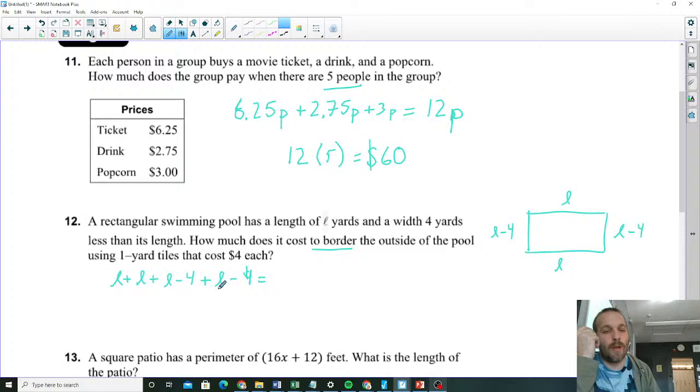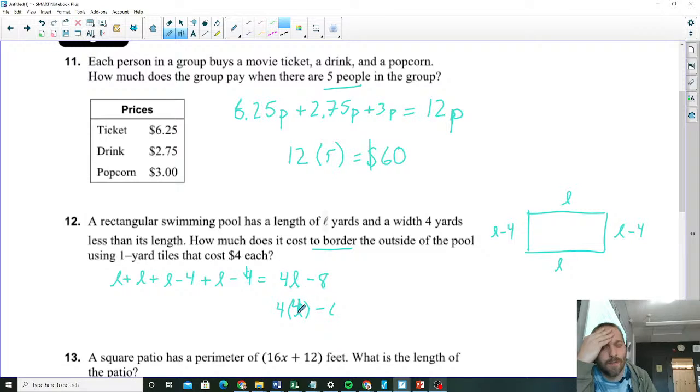1L plus 1L plus 1L plus 1L is 4 L's. And negative 4 plus negative 4 is negative 8. So that's the perimeter. So how much does it cost? Well, 1 yard tiles are what we're using, and each of those 1 yard tiles costs $4. So all we're going to need to do is substitute that L with 4. So we're going to go 4 and then L, then minus 8.